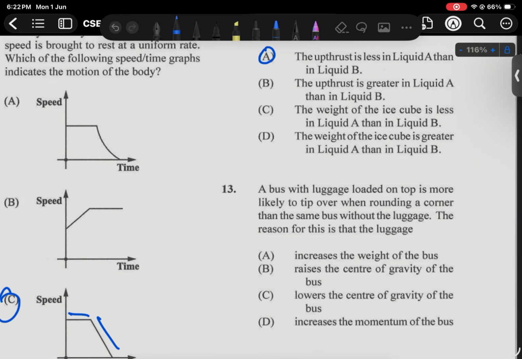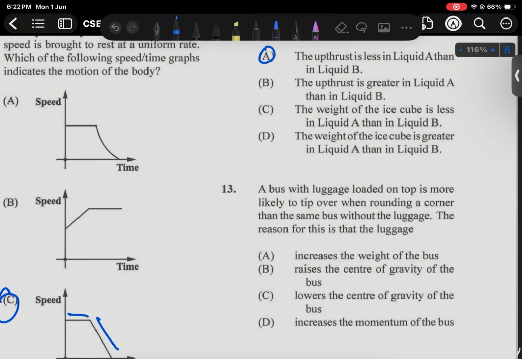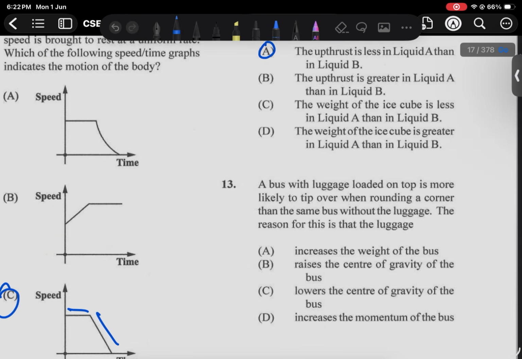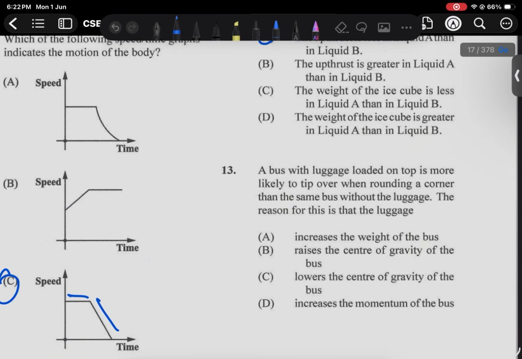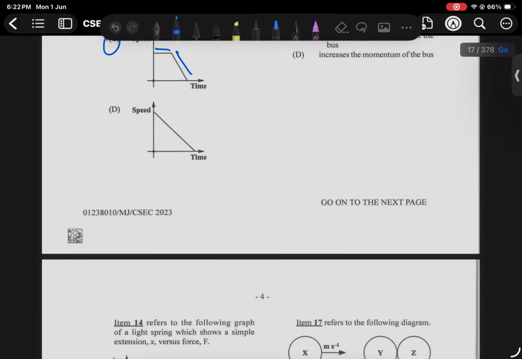A bus with luggage loaded on top is more likely to tip over when rounding a corner than the same bus without the luggage. The reason for this is that the luggage would raise the center of gravity, making the bus more unstable.